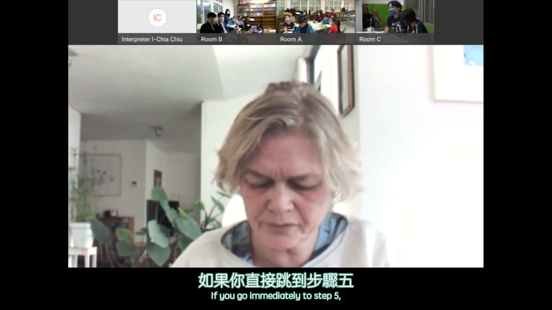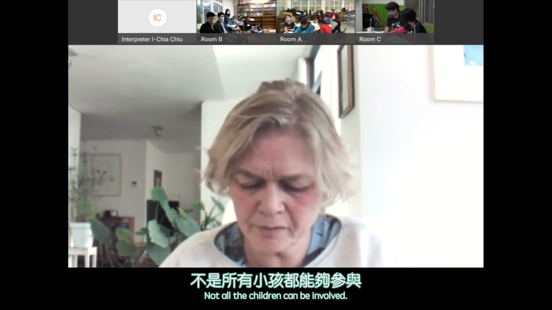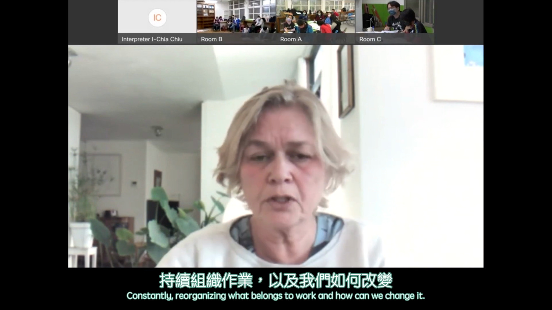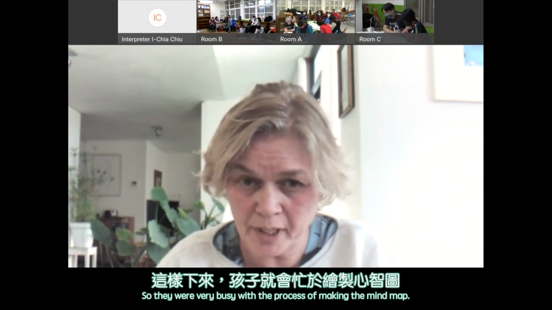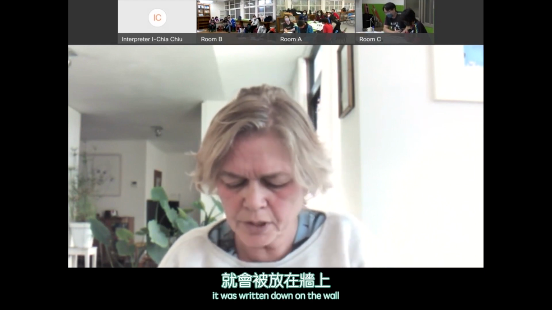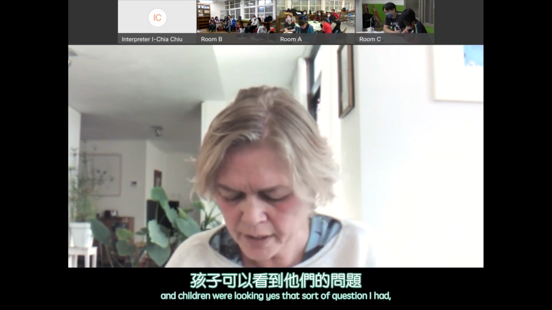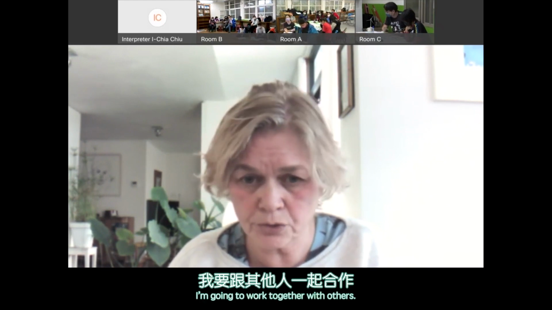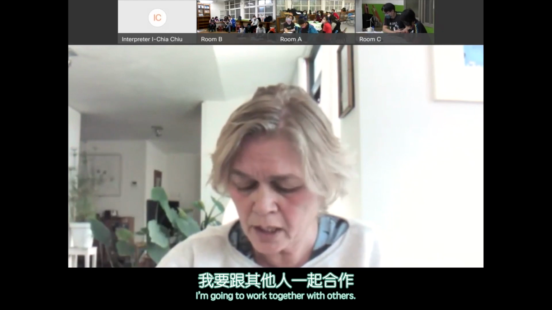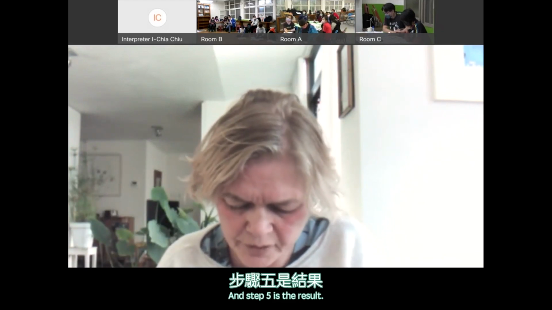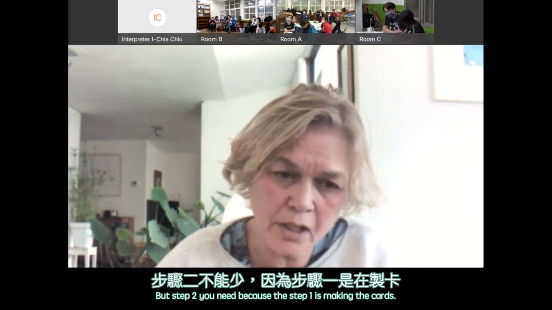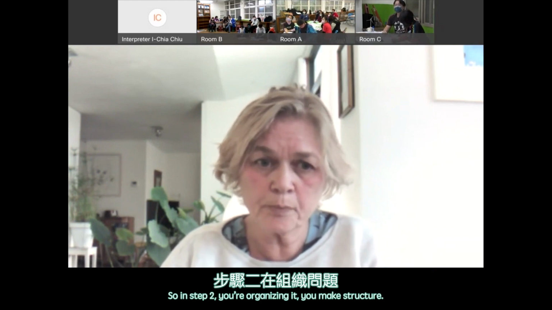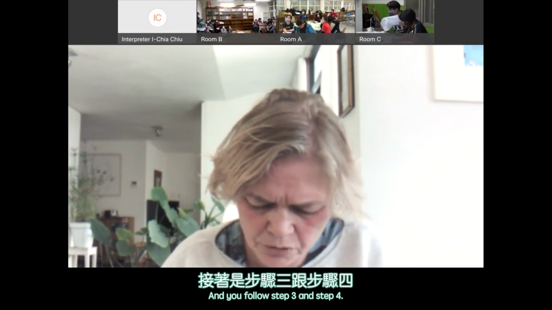If you go immediately to step 5, not all the children can be involved, because what you see is that when you make the mind map, they are constantly reorganizing what belongs to what and how can we change it. So they were very busy in the process of making the mind map. And when the mind map was finished, it was written down on the wall and children were looking, yes, that sort of question I had. I am going to work together with Lee or with Yungkang or with Professor Chang. We work together, and step 5 is the result, the visual overview of step 2. But step 2 you need, because step 1 is making the cards. So in step 2, you organize and make a structure, and you follow step 3 and step 4.